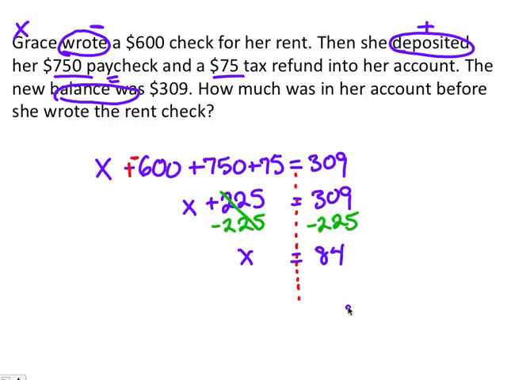Now on the word problems, you don't want to stop there. We want to know 84 what? What are we talking about here? Well, this is supposed to be the amount that's in her account. So we're talking about money. This is $84.